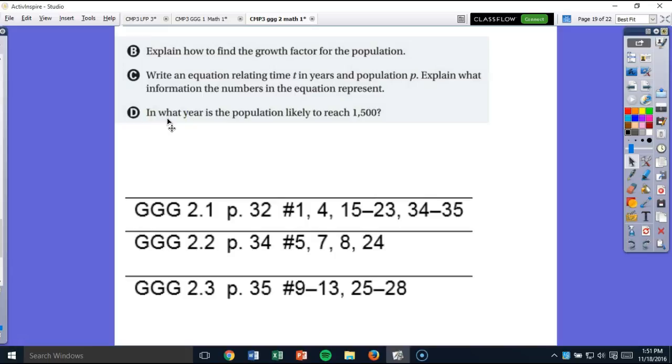So it's going to be interesting coming up with your equation this time. It might be a little bit of a challenge, or maybe the pattern is clear to you and you come up with your equation quite easily and can do the prediction here in part D. So I think this will be a fun challenge. Look forward to your questions in the classroom. And the ACES questions we'll be doing in the classroom will be 9 through 13 and 25 through 28.